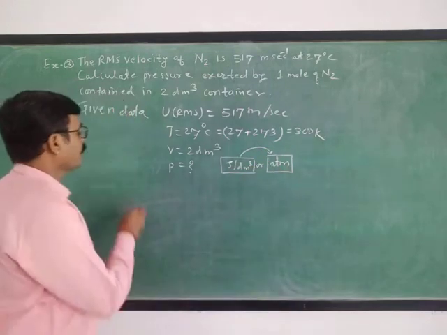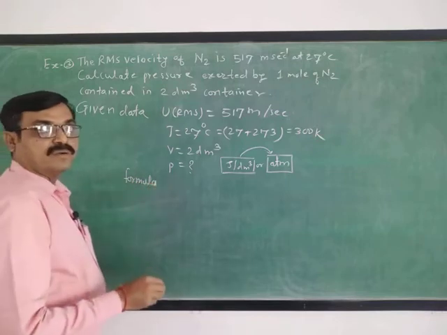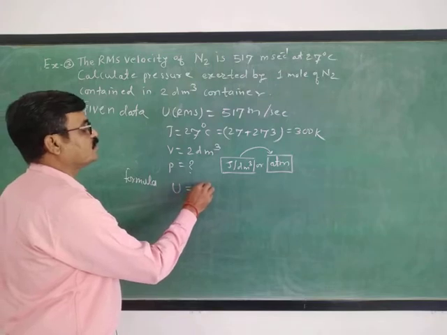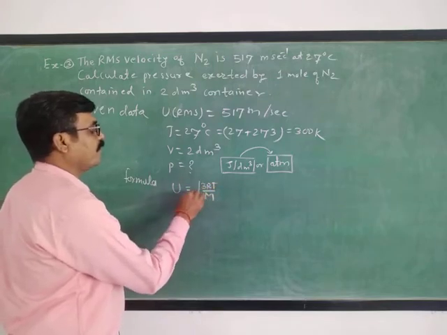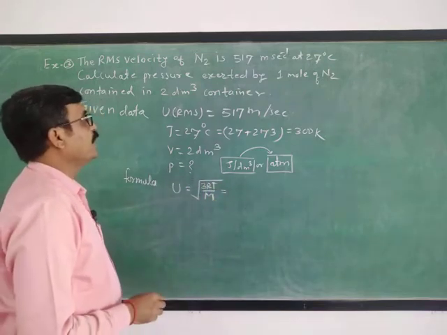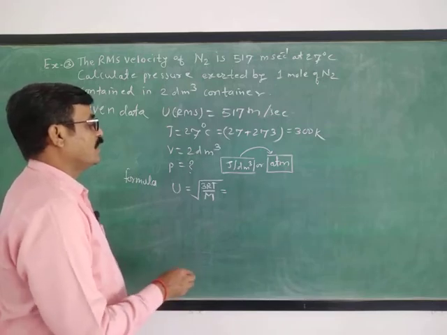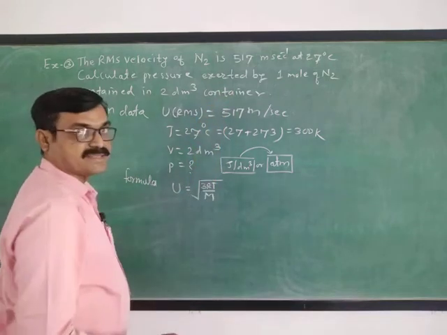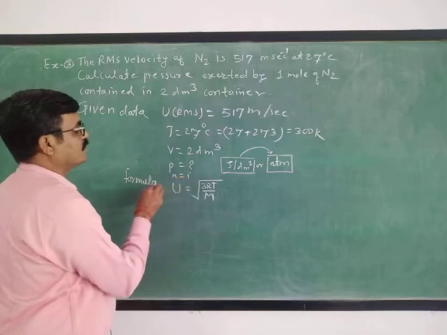Now see, what is the formula? What is the formula of RMS velocity? RMS velocity u equals root of 3RT upon M, where R is gas constant, T is temperature, and M is molecular weight. Now here 1 mole of gas is given, that's why n equals 1 is also given.